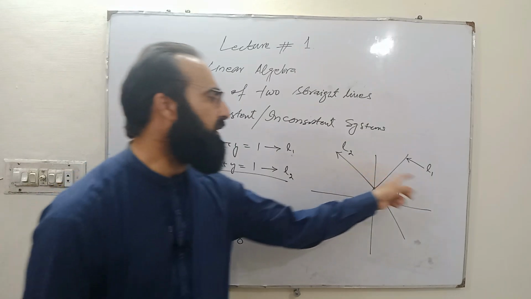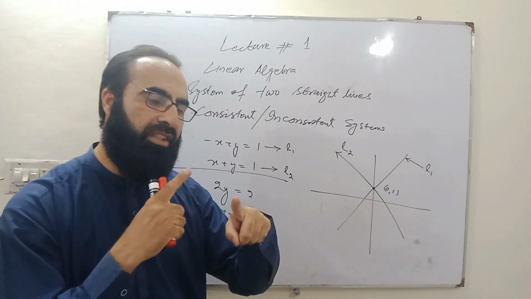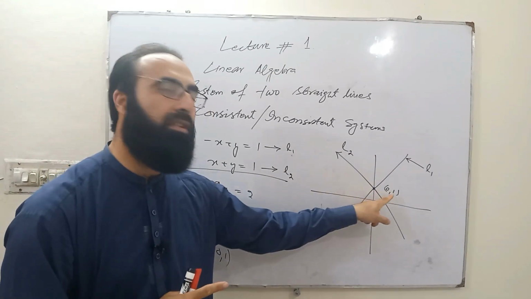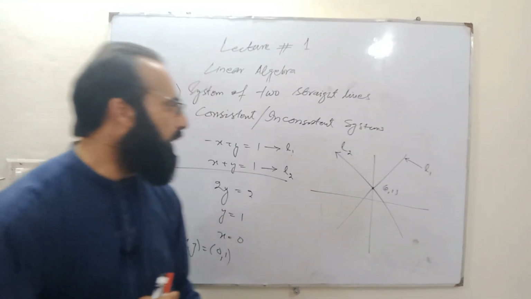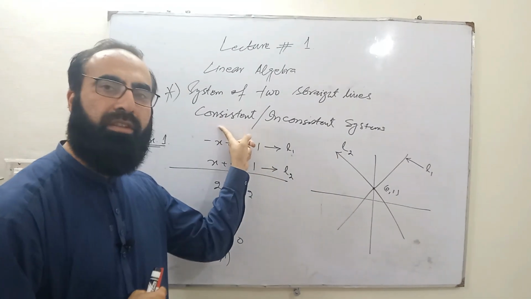Since these two straight lines are not parallel and these two are intersecting each other at a single point, its solution is unique. And we obtained its solution, so this system is a consistent system.